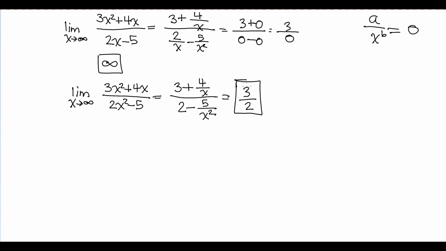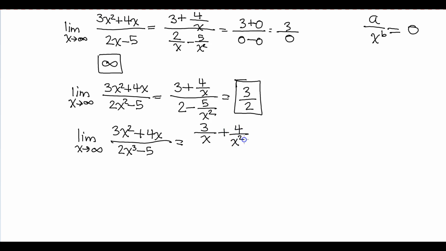Okay? So if we had a limit, let's do this one more time, a similar problem to the first two: 3x squared plus 4x over 2x cubed minus 5. Well, we want to divide by the highest power in the whole expression. So the highest power is not x squared, but x cubed in the denominator. Okay? So we have 3 over x, and you might see where this is going, 4 over x squared over 2 minus 5 over x cubed.